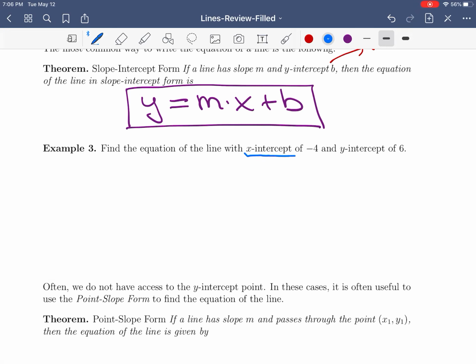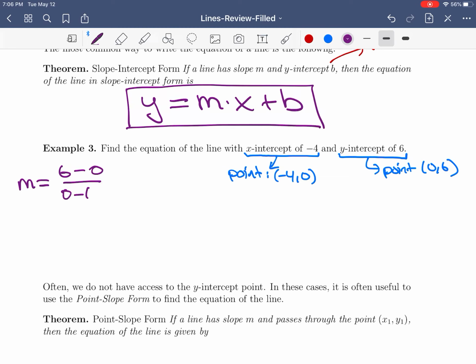So let's do an example of using this. So we want the equation where we have x-intercept -4 and y-intercept 6. So x-intercept -4 means that our line goes through the point -4, 0. The y-intercept of 6 means that we have the point 0, 6. So the first thing that we want to do is find the slope of these two. So I'm going to have 6 minus 0 over 0 minus -4. So this is going to be 6 over 4, or in reduced terms, 3 over 2.